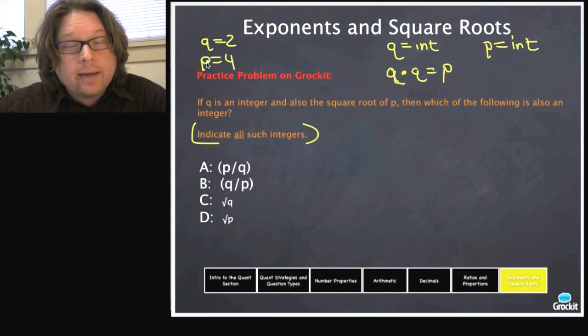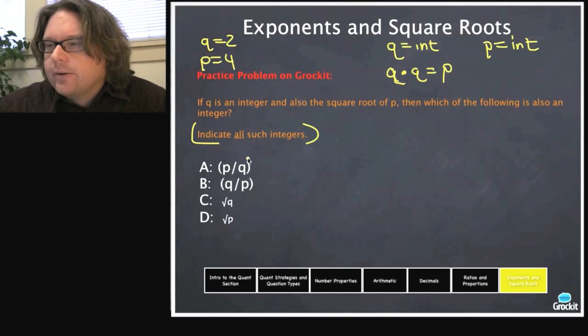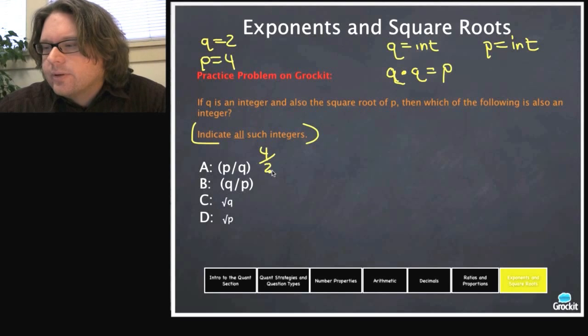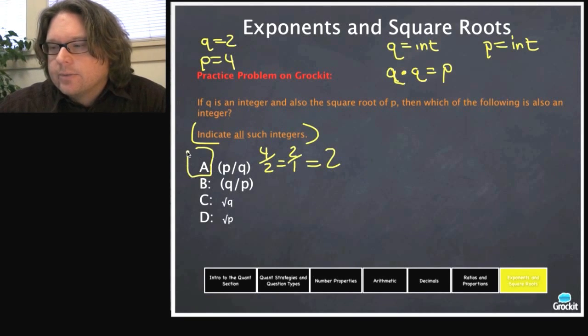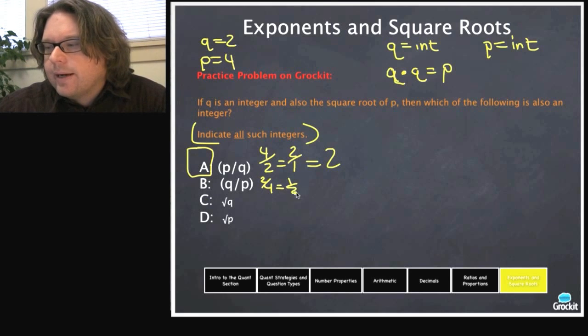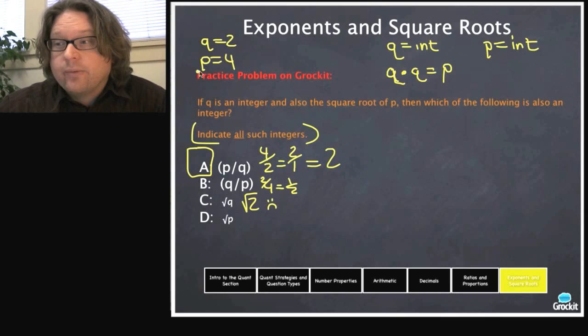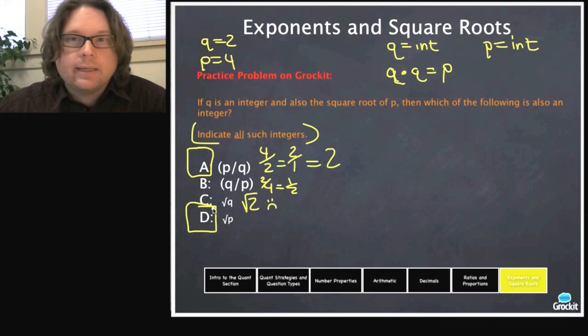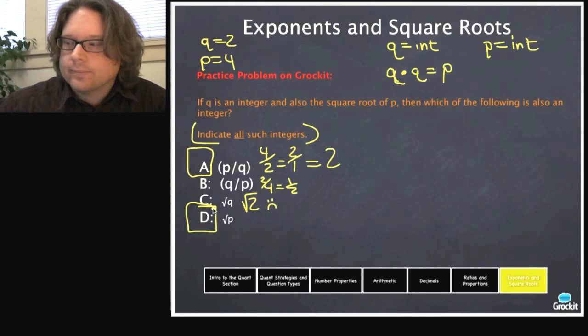Q is an integer and it's the square root of P. So just pick numbers, and then P over Q. P over Q is 4 over 2, which equals 2 over 1, which is an integer. So there's 1. Q over P, that's 2 over 4, which equals 1/2, which is not an integer. The square root of Q would be the square root of 2. That's not going to work. But the square root of P we already established as Q. We already knew that that was an integer, so D is also definitely an integer.